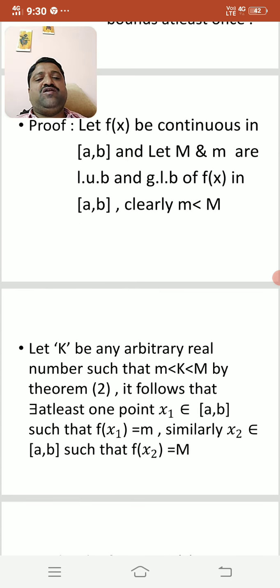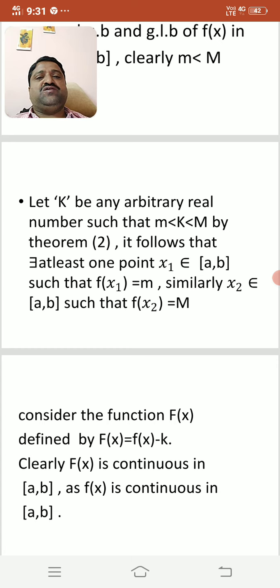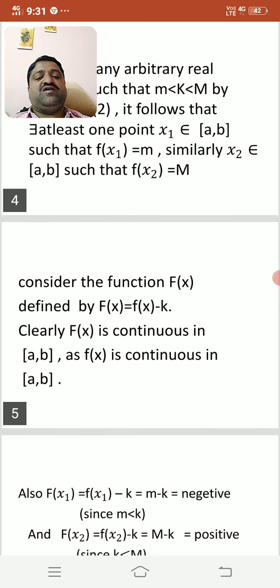Clearly, small m is less than capital M. Let k be any arbitrary real number such that m < k < M. By theorem 2, it follows that there exists at least one point x1 belonging to the closed interval [a, b] such that f(x1) = m. Similarly, there exists x2 belonging to the closed interval [a, b] such that f(x2) = capital M.